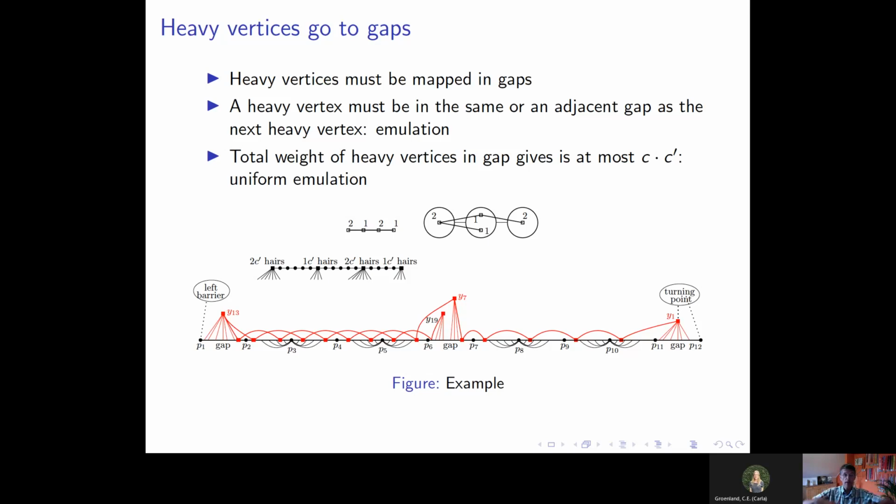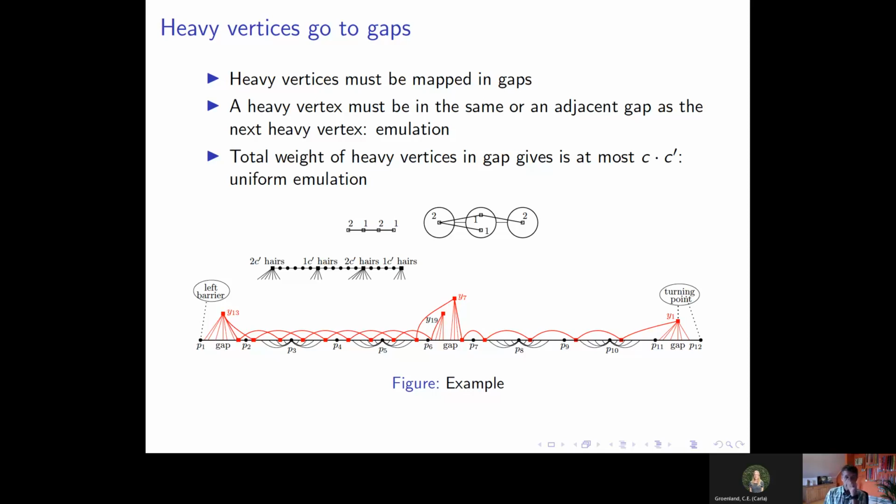And so now what happens is that this modeled path has to be fit into gaps. The heavy vertices only fit in gaps. And because there are paths of length 6 between these, neighboring heavy vertices must be either in the same gap or in adjacent gaps. And this ensures that this models an emulation of the original weighted path.